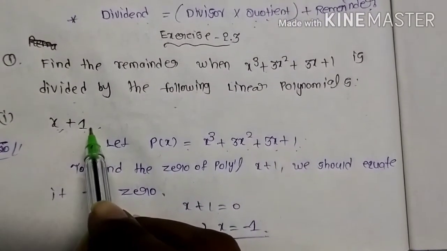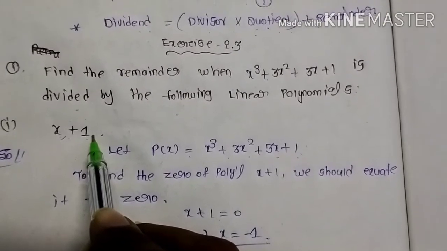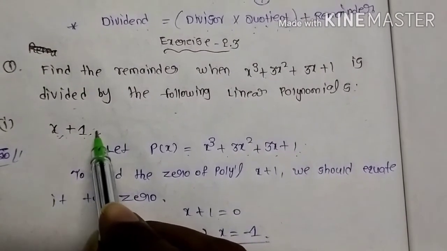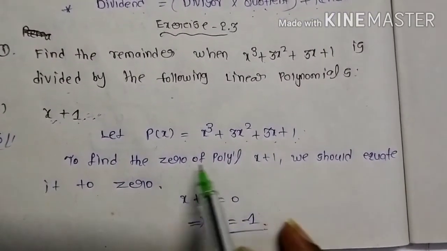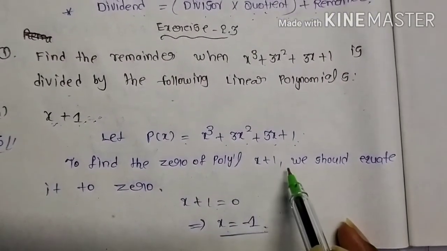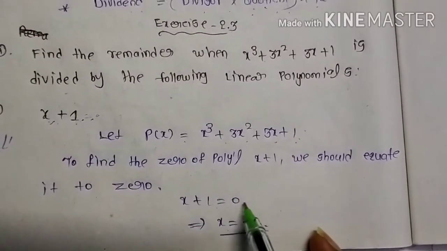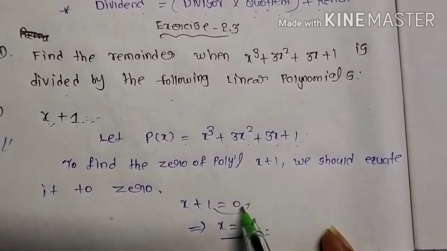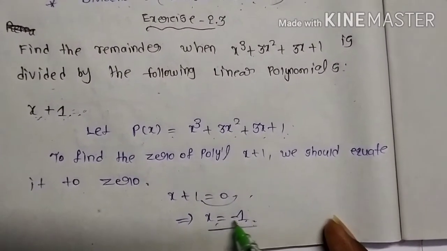You have already learned in the previous exercises how to find the zero of the polynomial. Just equate it to 0. We equate x plus 1 is equal to 0. To find the zero of the polynomial x plus 1, we should equate it to 0. That means x plus 1 is equal to 0. You can transpose 1 to RHS. It will become 0 minus 1, that means minus 1 only. So x is equal to minus 1.